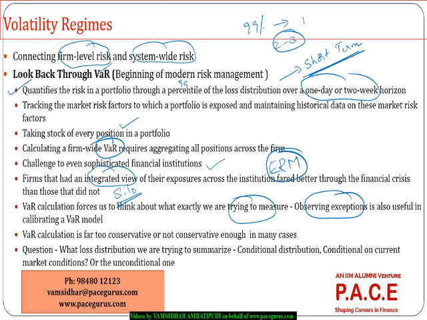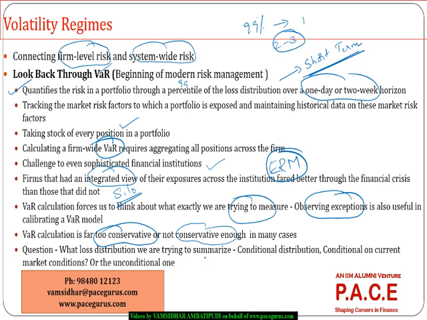And what could be the reason? Something could not be understood with respect to the calibration of VAR. So in some cases the VAR calculation was looking too conservative, and in some cases it was nowhere close to being conservative. So the understanding of the value at risk calculation really went into a soup.